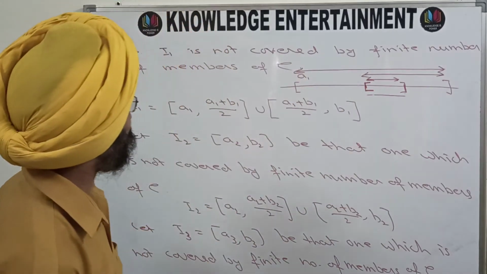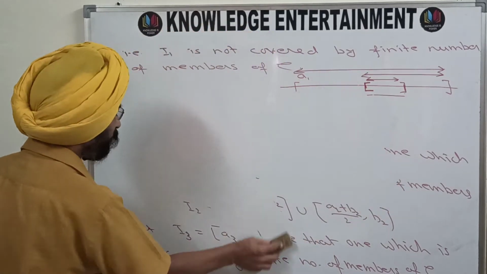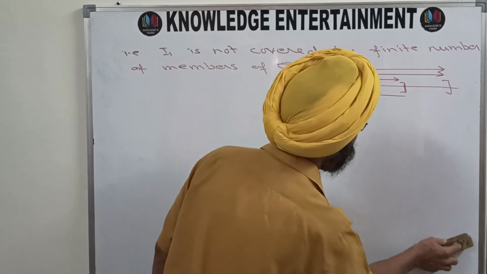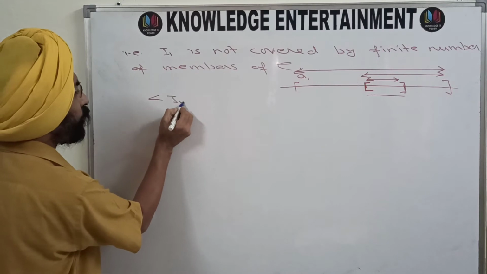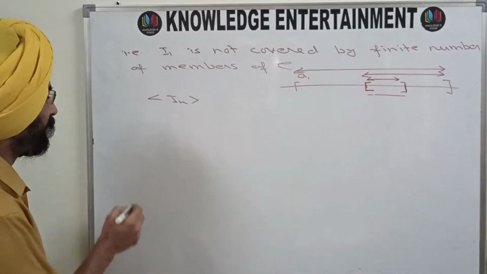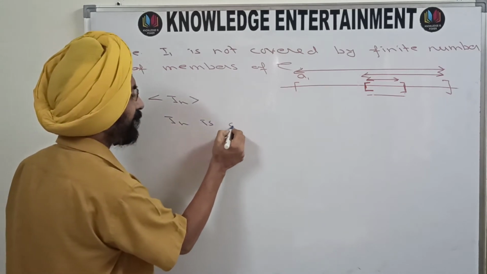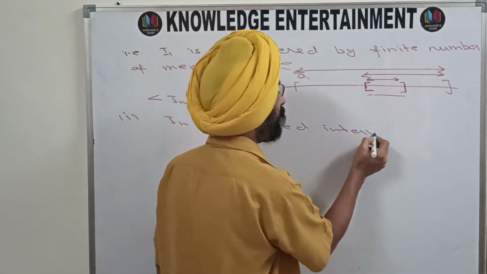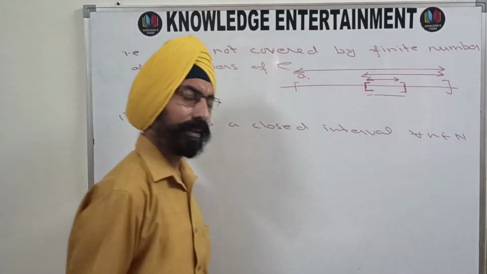In this process, we have obtained a sequence of intervals, In, which satisfies some properties. What are the properties? Number one, In is a closed interval, in fact closed and bounded, for every n belonging to N.